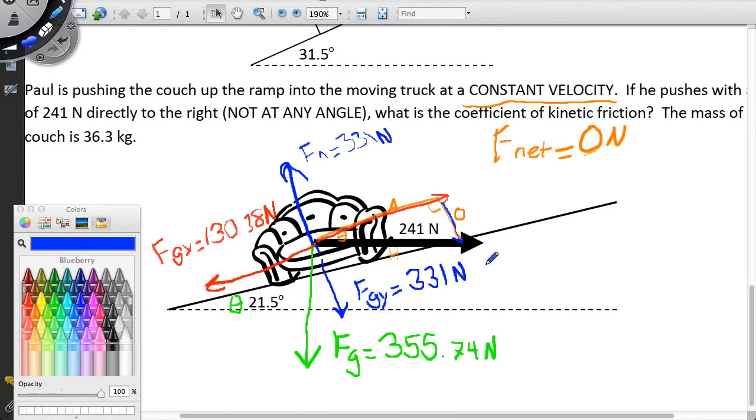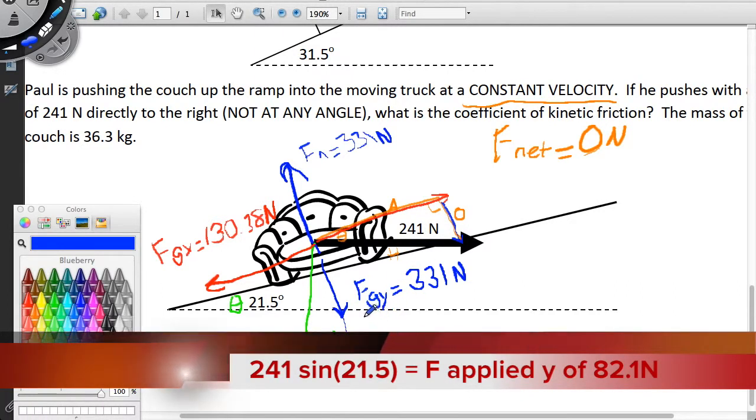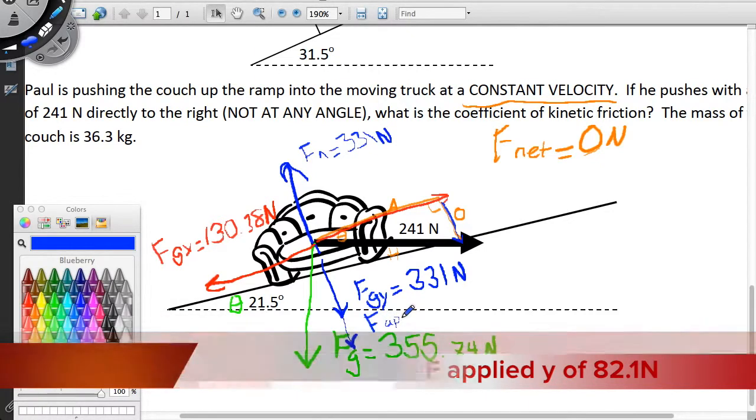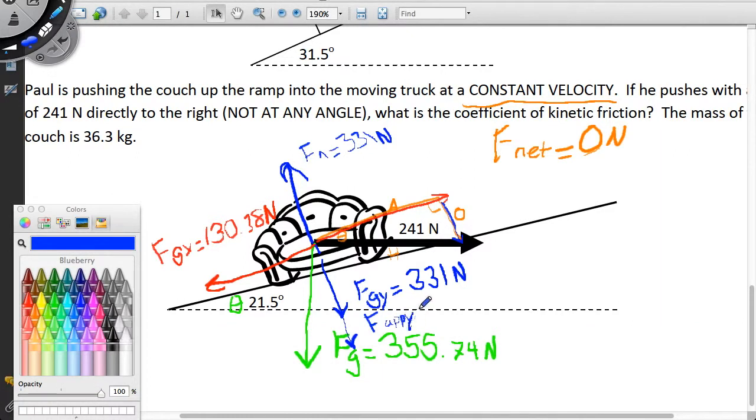So using my sine or my cosine, I see that from this force, I have another that's acting upon the couch, and it's increasing this even more because he's pushing the couch down even further. So from this 241, I should get another force, I'm going to call this my F applied in Y. And when I get this, I will see that I actually get 82.1 newtons.